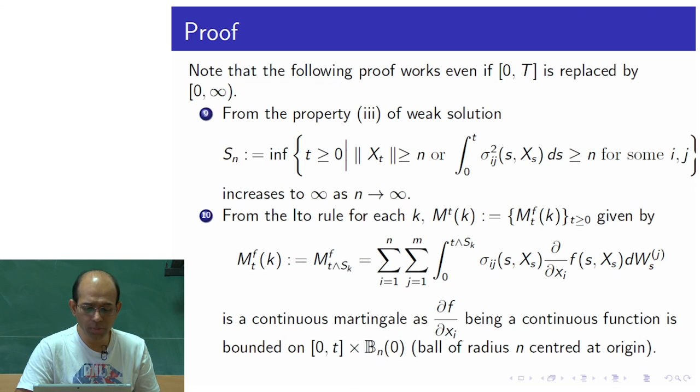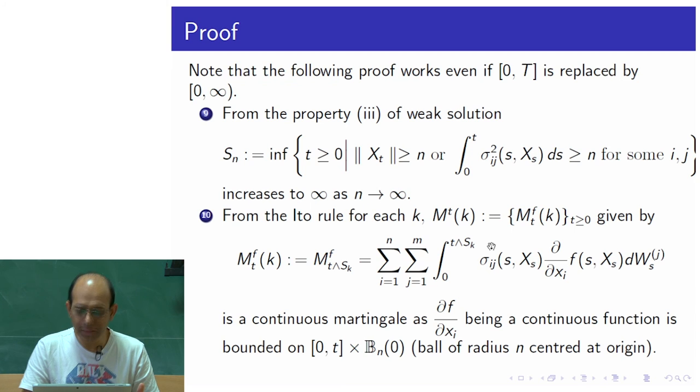So from the Itô's rule, as I have explained, here instead of 0 to t, we write t minimum sk. So here we are doing this localization, the minimum of t and sk. What is the good part of this? The good part is that when s is between 0 and this interval, then the norm of x is less than n, and actually, because sk is there, less than k.